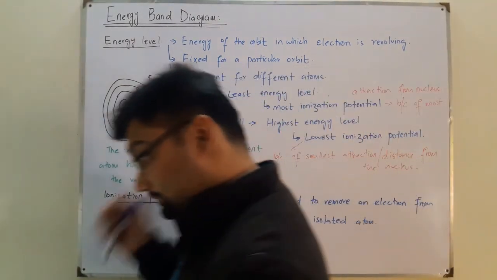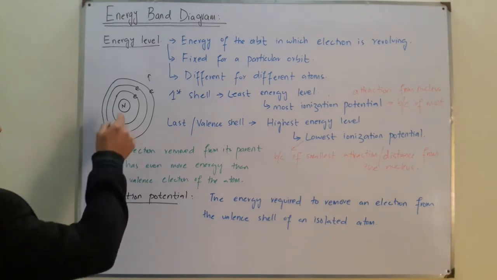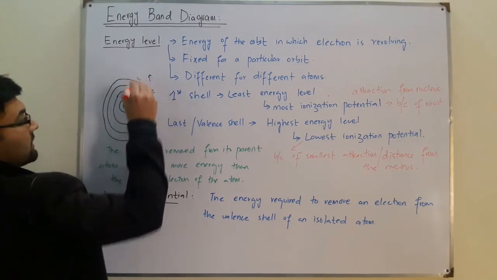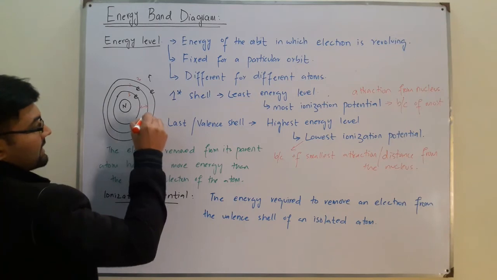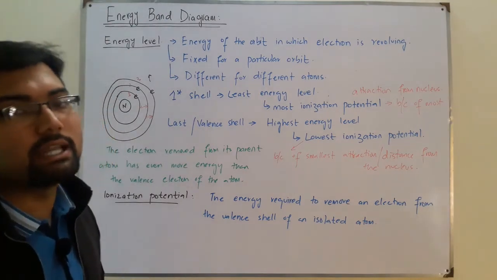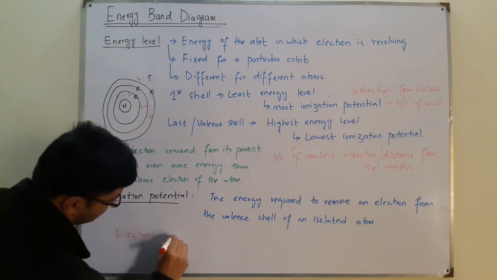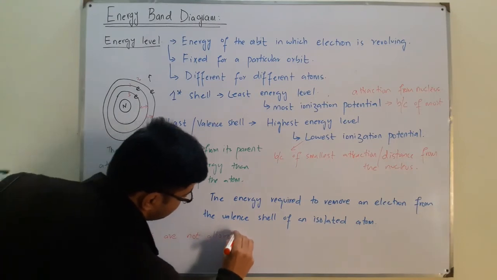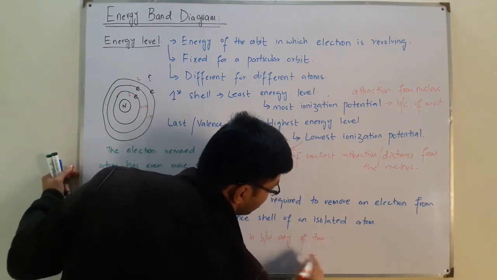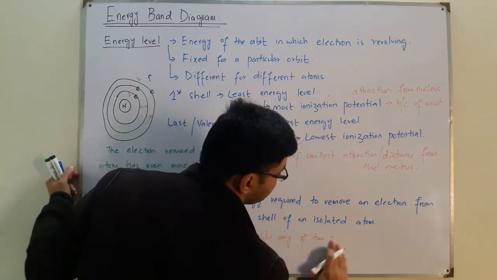Now have a look. This is a point I missed. You have one energy level, you have the second energy level, you have the third. But this area in between them, electrons are not allowed in between any of the two specific energy levels. So let me write it down. Electrons are not allowed in between any two energy levels.